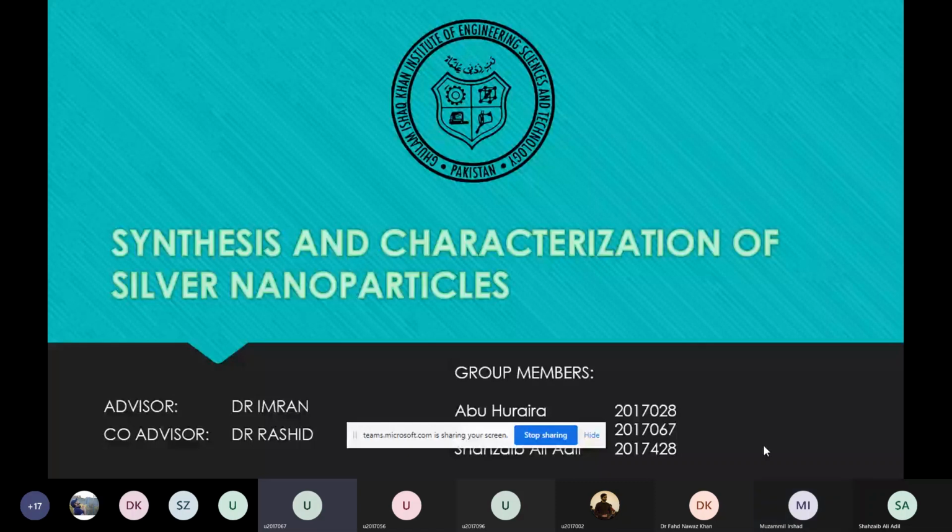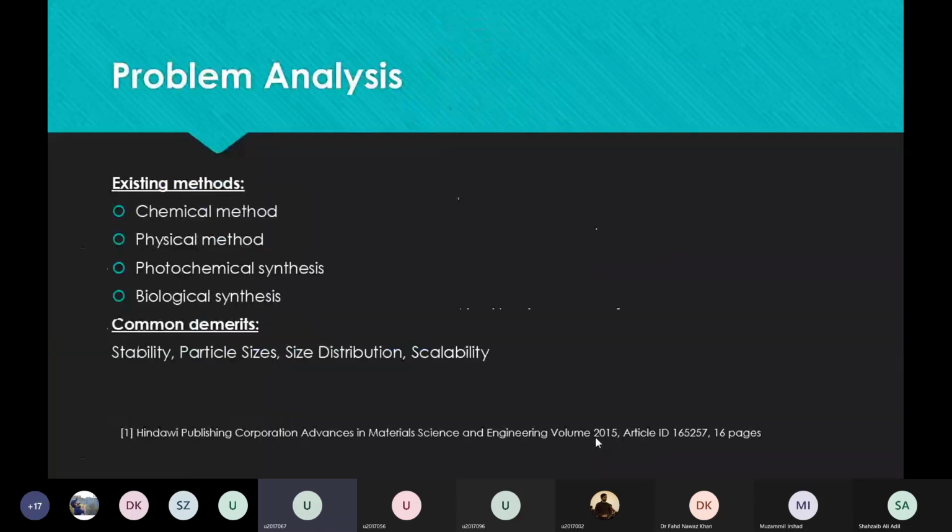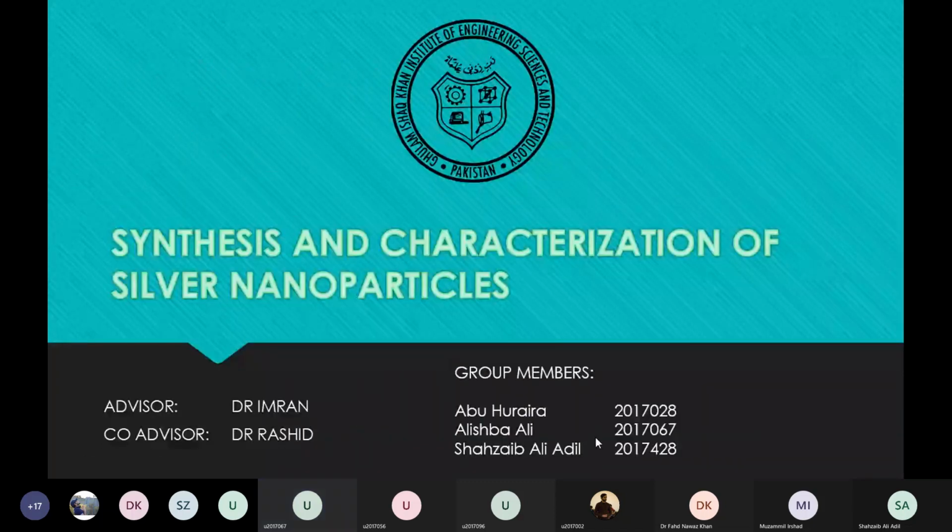My name is Alishba Ali and my group members are Shazib, Ali Adil and Abu Huraira. Dr. Imran Khan is our advisor and Dr. Rashid Ali is our co-advisor, and the topic of our project is synthesis and characterization of silver nanoparticles.